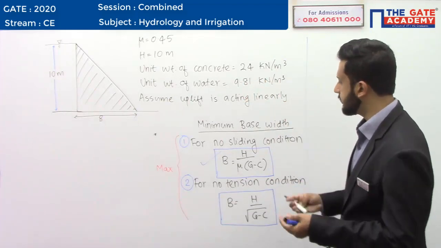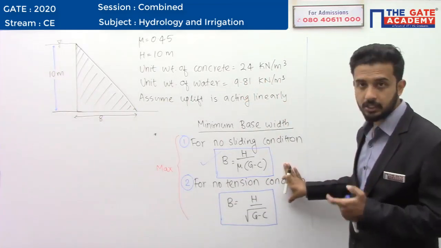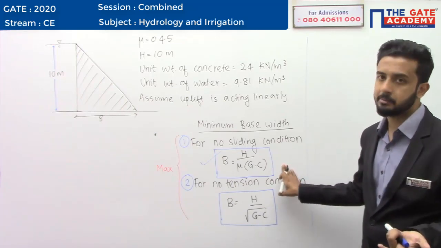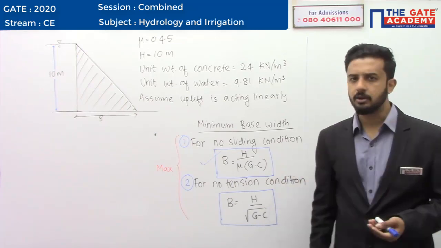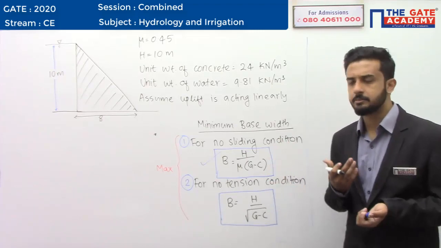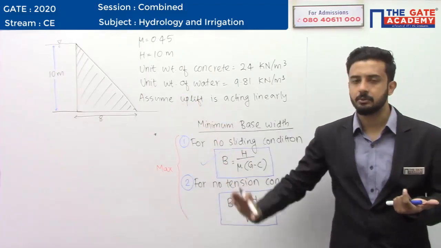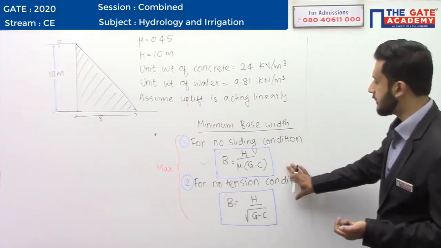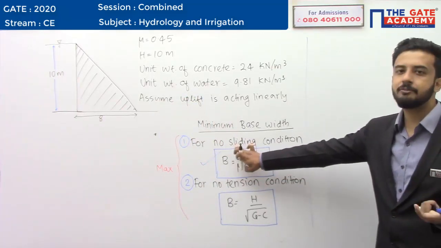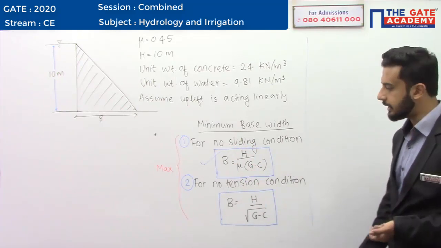So H is directly there. Once again, I am telling you this is the general equation. In any other exams coming up, SSC or IES or your state government exams, if they are asking, we have to compare both, and whichever is maximum, that is our minimum value. In this case, particularly they are asking only for sliding, so we are taking only the sliding case.